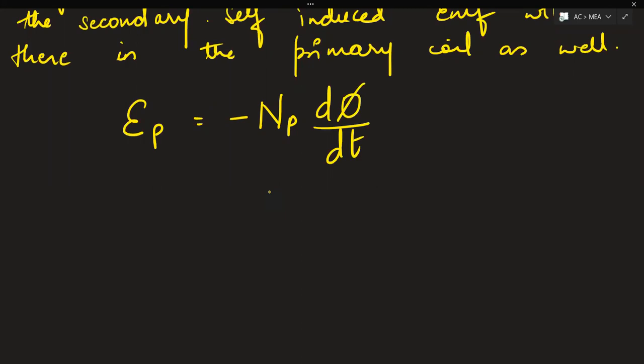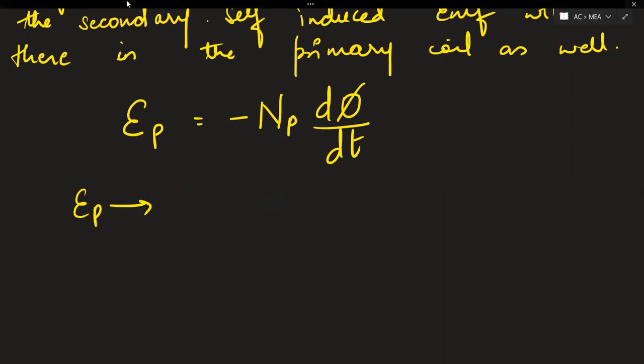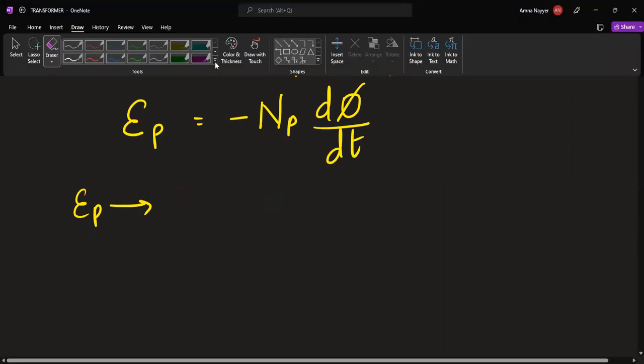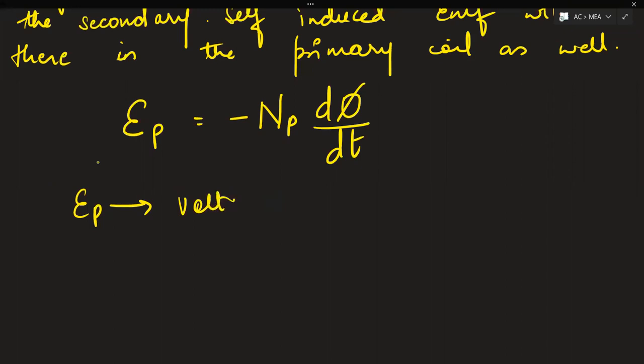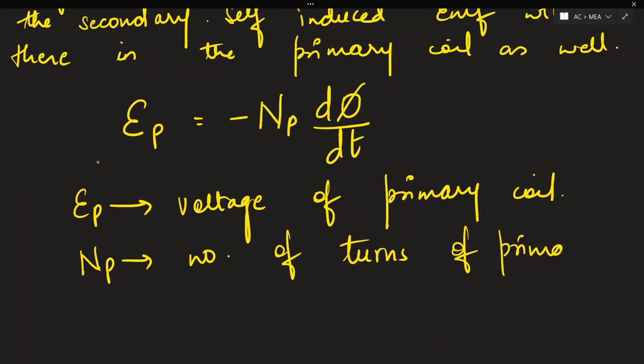Right, class? So EP is what here? EP is the induced voltage of the primary coil. Here, just remember the symbols. This part is easy. The calculation is easy over here. So EP is the voltage of the primary coil, NP is the number of turns of the primary coil.